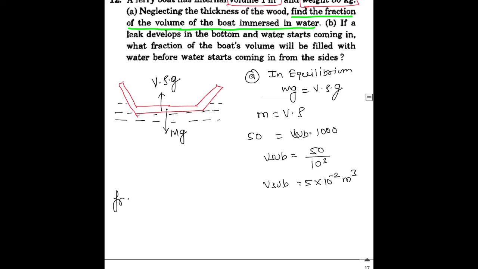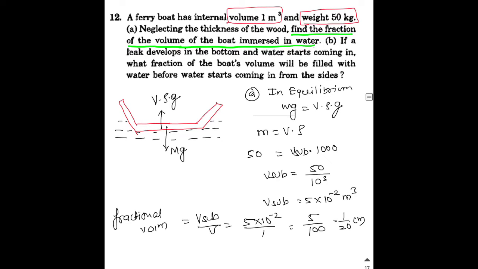But we are supposed to find out the fractional volume, that means we're supposed to find out V submerged upon the original volume, that is 5 into 10 to the power minus 2 by 1, so that is 5 by 100, which is 1 by 20. That is the answer of option number A.